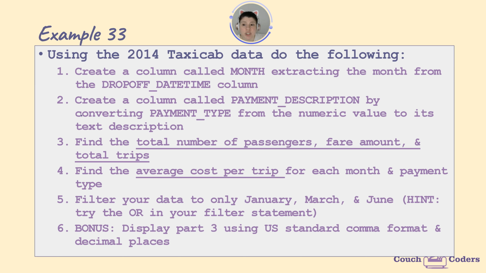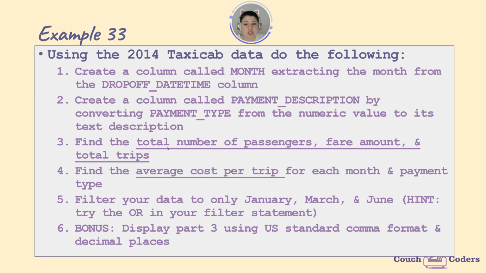Part 2, we're going to create a column called payment description. So this is going to be your new column, payment description. And it's going to be derived by converting the payment type, which is already in the data, from the numeric value to its text description. And the text description, you should be able to find that within your schema.